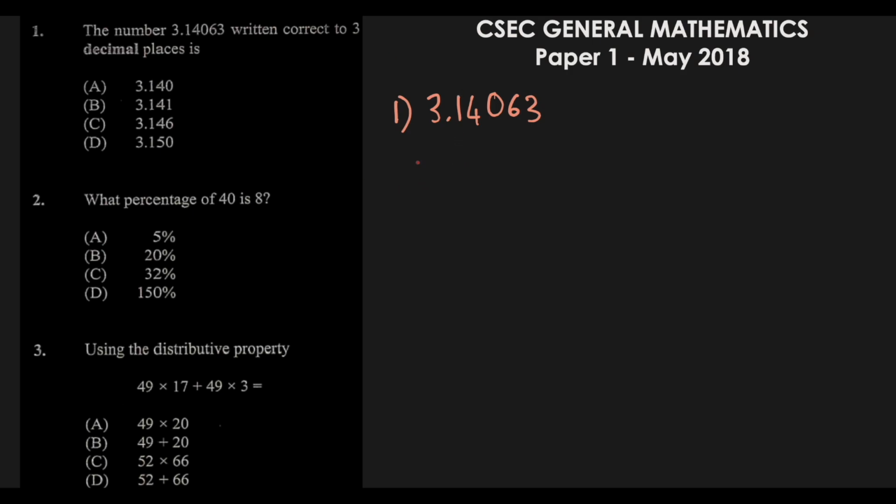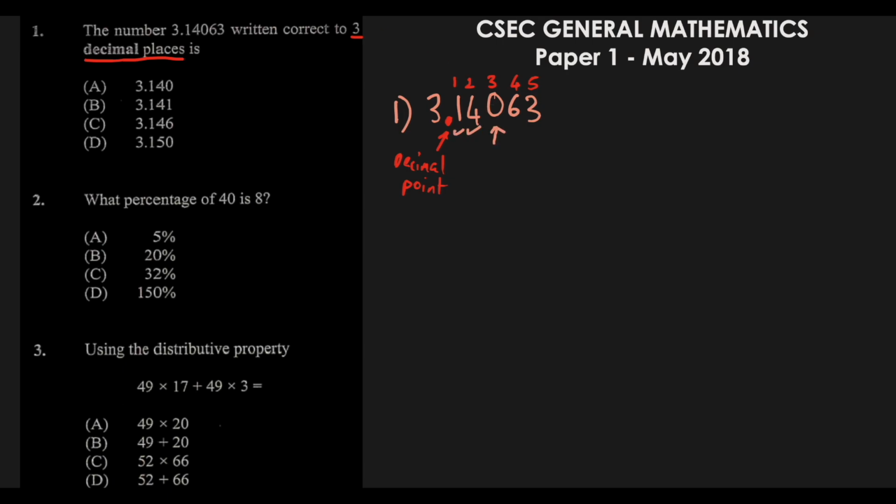So if we are writing this to 3 decimal places, we need to figure out where the decimal places are. The decimal places are the numbers to the right of the decimal point. So right here is the decimal point. We have these numbers on the right of it. So this is 1 decimal place, 2, 3 decimal places, 4, 5. What we want is 3 decimal places. So we want to have this one, and up to this particular value here.